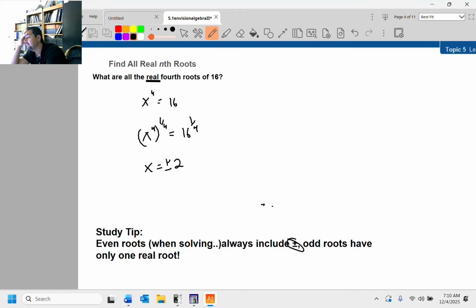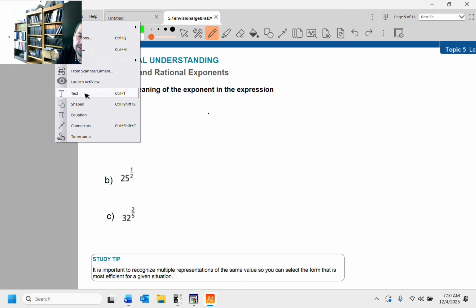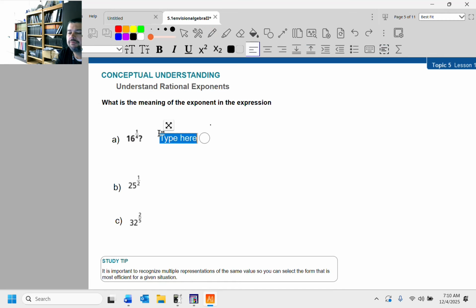There you go. Easy peasy lemon squeezy. All right, understanding rational exponents. What is the meaning of the exponent in the expression? And this just comes from knowing some of your fractions. The 1/4 means take the fourth root of 16. The 1/2 means take the square root of 25.